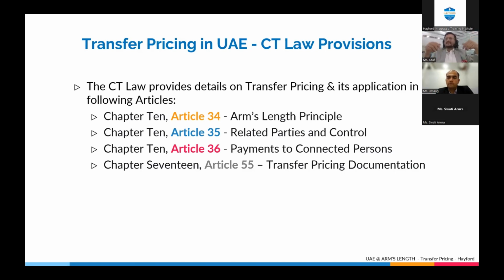It can be salaries, compensation, bonus, anything at all, if a payment is made to connected persons. We are going to learn about connected persons, like the owners, directors, etc., in the coming slide. That payment must be at arm's length. Then there is another Article 55, which addresses the transfer pricing related documentation and what kind of compliances would be there.